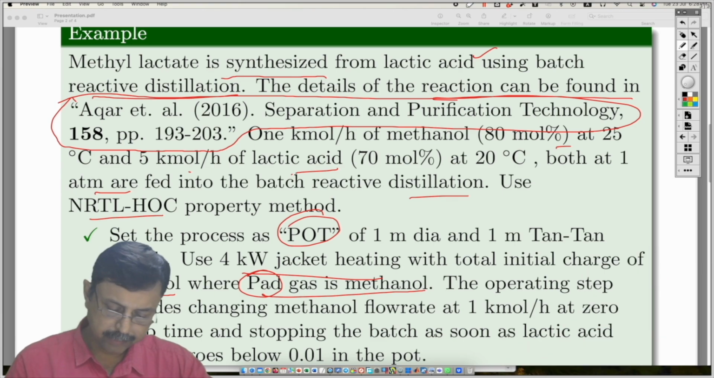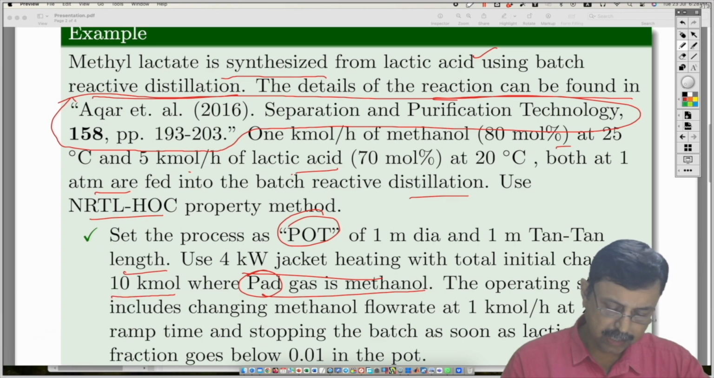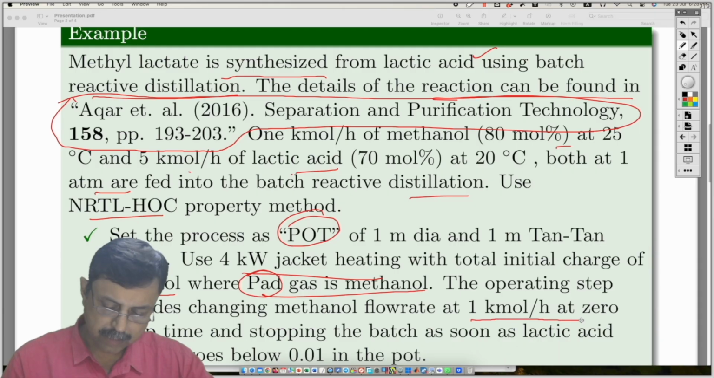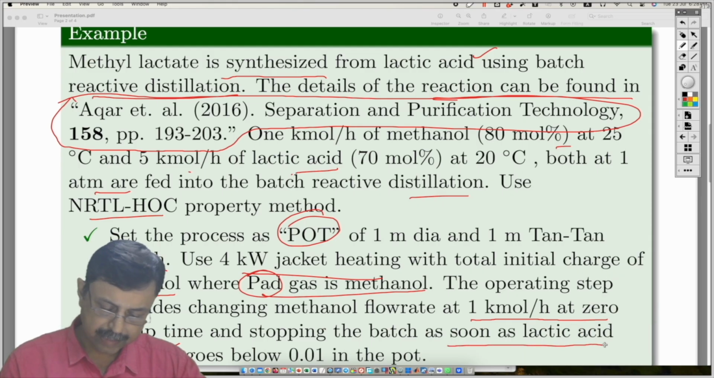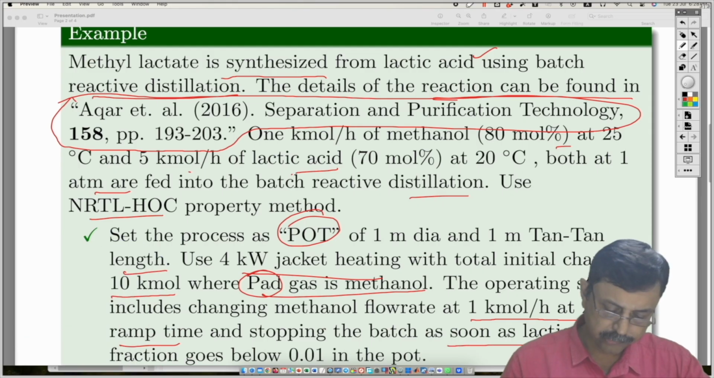The operating step includes changing the methanol flow rate to 1 kilomole per hour at 0 ramp time and stopping the batch as soon as the lactic acid fraction goes below 0.01 in the pot.